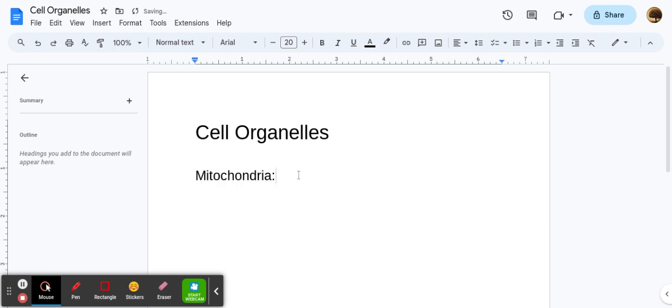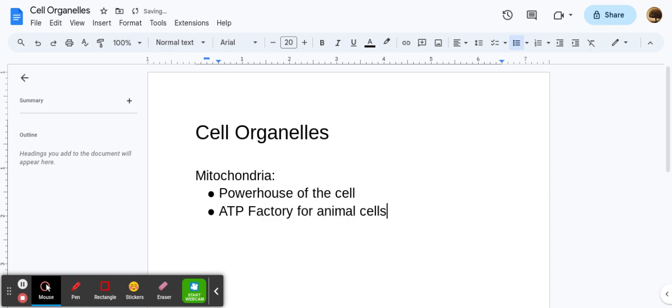Okay, mitochondria. It is the powerhouse of the cell. It produces the ATP for animal cells. This is kind of like the gym. It's where energy is made.